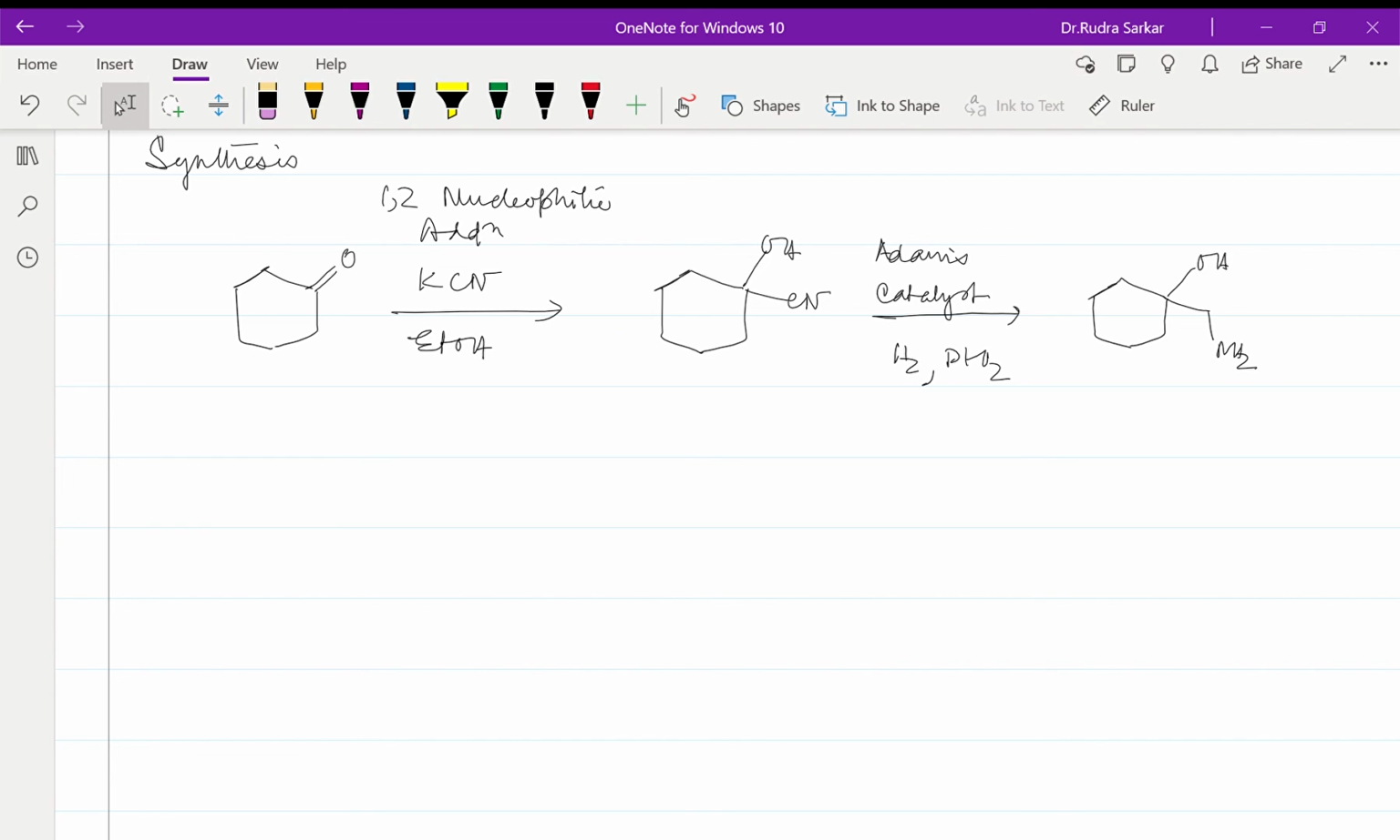Similarly, we can use this for disconnection of alpha amino acids, which we'll be taking in the next lecture.